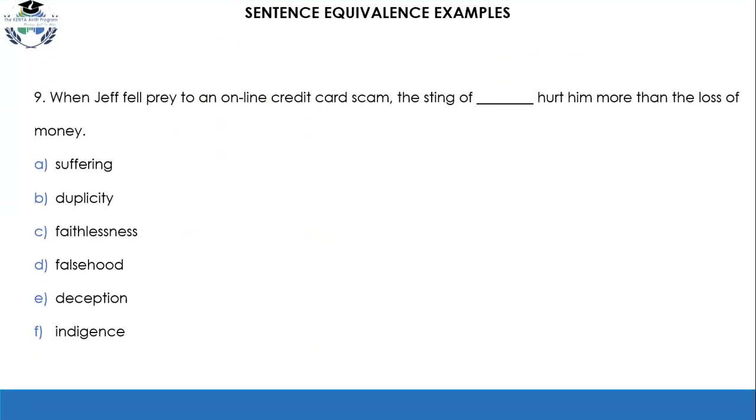I think we'll do 2 more examples, and then I think we can stop there for today. So we have number 9 and then number 10, and then we can stop there. So when Jeffrey fell, let me give you 10 seconds. Process that and then tell me, what do you think about this question?